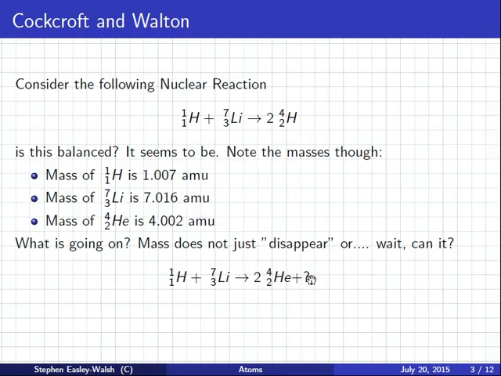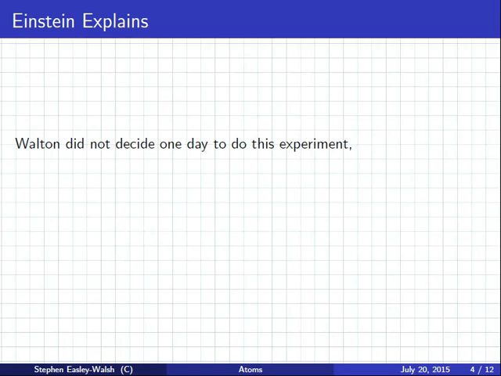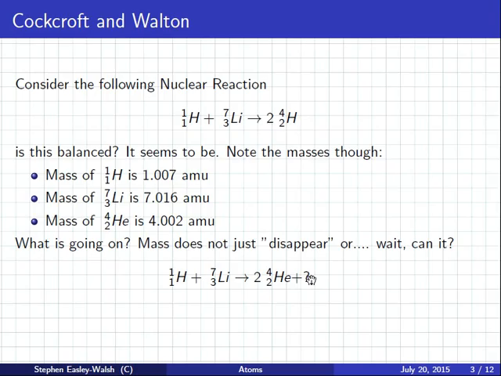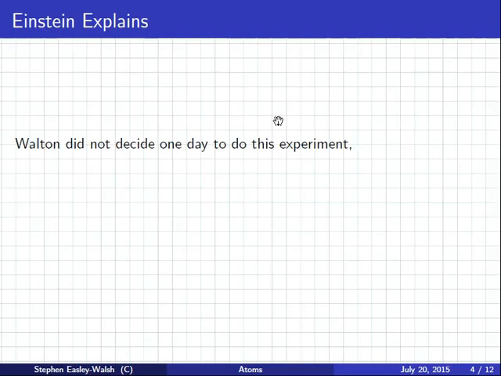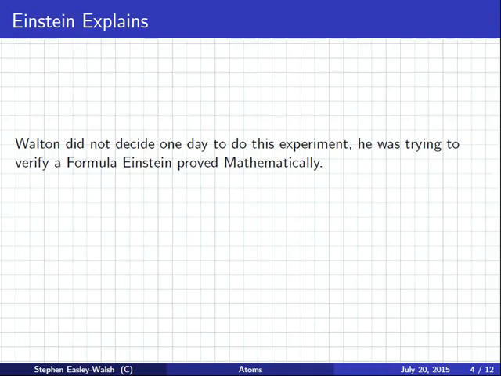So this is actually an experiment done by Walton about 100 years ago, and he did not decide to do this experiment one day. He didn't just wake up one morning and say, "I'll fire some hydrogen at some lithium and see what I get." What he was trying to do was prove a formula Einstein had, and Einstein only proved this formula mathematically. He didn't do it with an experiment. That's what Walton was trying to do.